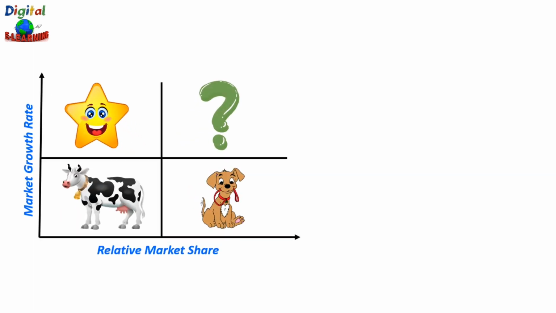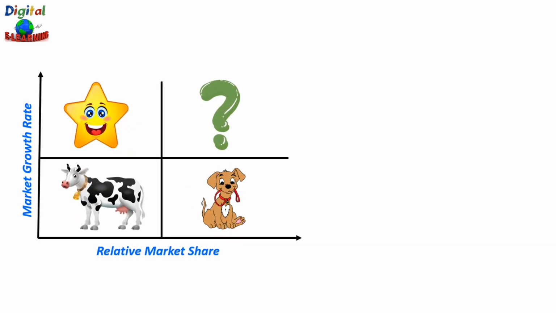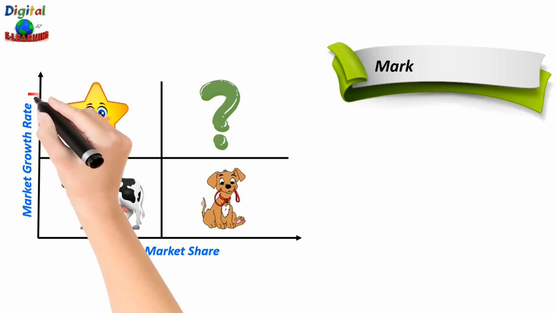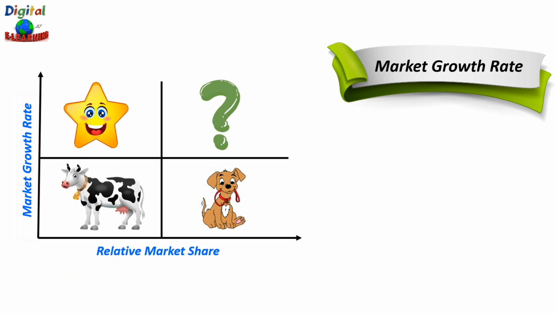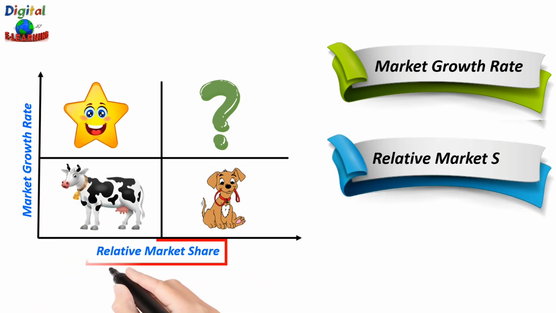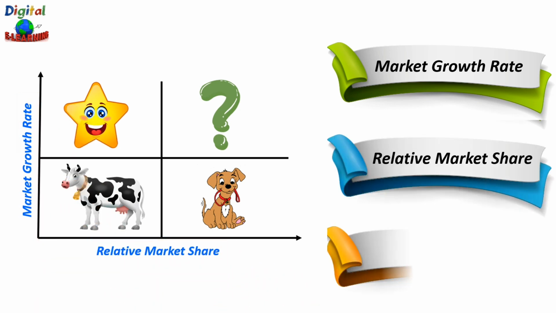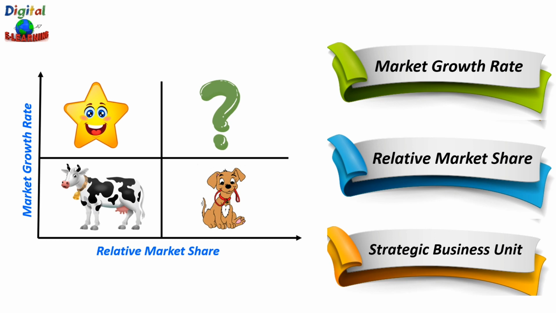The BCG matrix plots the company's offerings, whether products or services, in a four-square matrix, where the y-axis represents the market growth rate, the x-axis represents the relative market share, and then we have the SBUs, also known as strategic business units, which are placed in any of these four quadrants. The BCG matrix was introduced by the Boston Consulting Group in the 1970s.